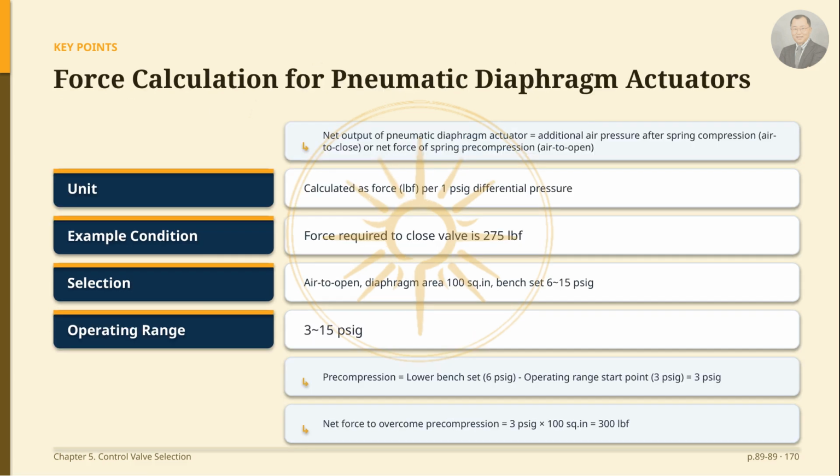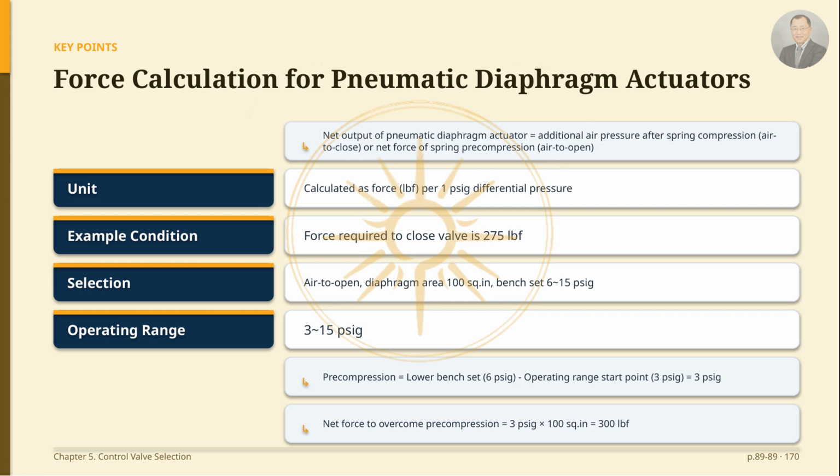I will explain how to calculate the force generated by a pneumatic diaphragm actuator. The net output of the diaphragm type is categorized into two cases. In an air-to-close configuration, the additional air pressure applied after compressing the spring creates the net output, and in an air-to-open configuration, the net force from the precompression of the spring creates the net output. This force is calculated by converting how many pounds force are produced per 1 psig of differential pressure.